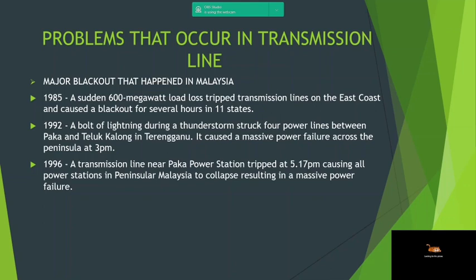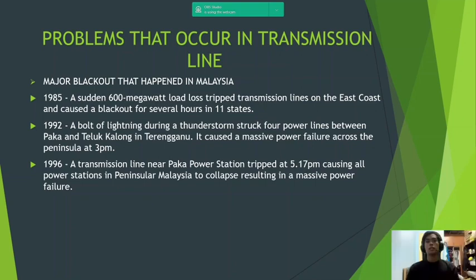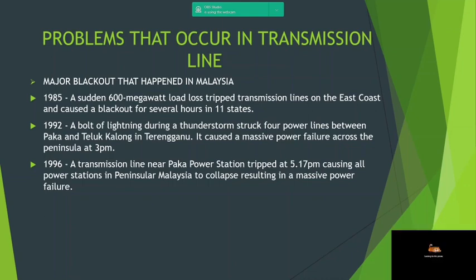In 1992, a bolt of lightning. This is what I mentioned earlier, the type of problem that can happen for the transmission line, which is the lightning factor. In 1992, it happened. A bolt of lightning during a thunderstorm struck four power lines between Paka and Teluk Kalong in Terengganu. It caused a massive power failure across the peninsula at 3 p.m. So what happened in 1992 is also a major blackout in our country.